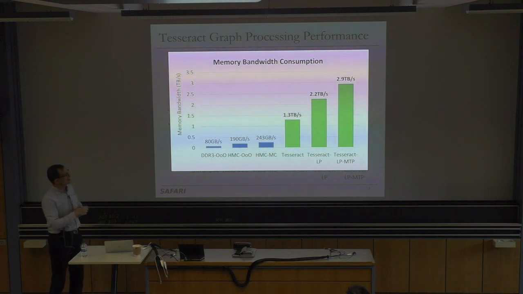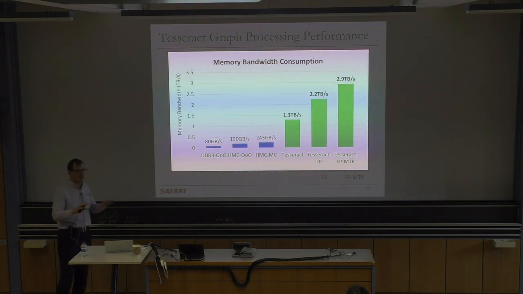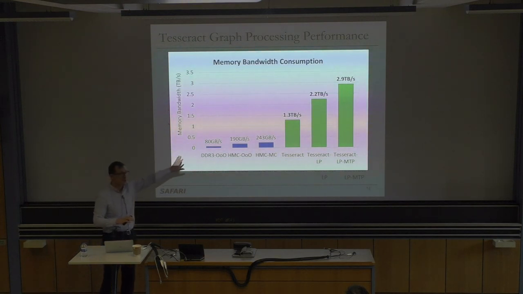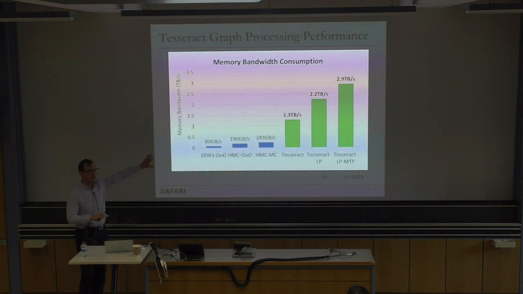But I know that this is not actually the best performance improvement that we can get, because 2.9 terabytes per second out of 8 terabytes per second is not very high, right? So we're not utilizing the memory bandwidth extremely efficiently, even though we're doing all of that prefetching. Clearly something we can do better.